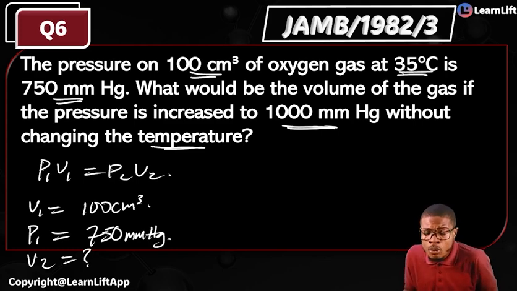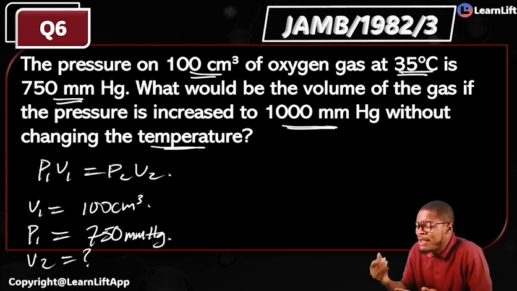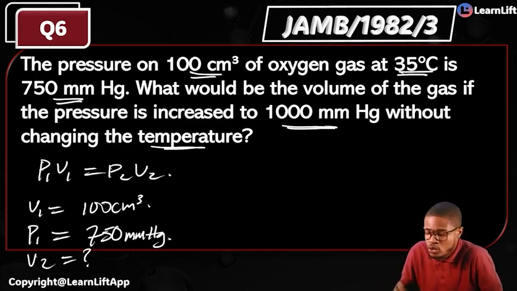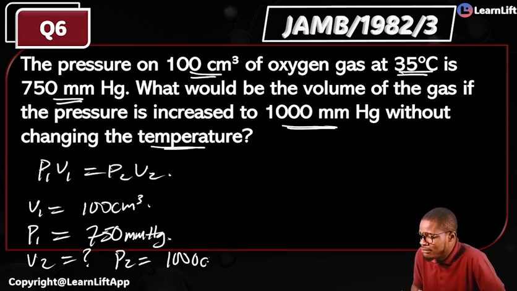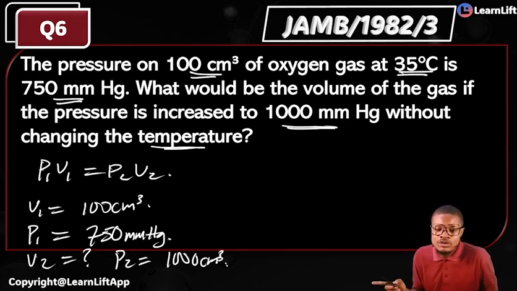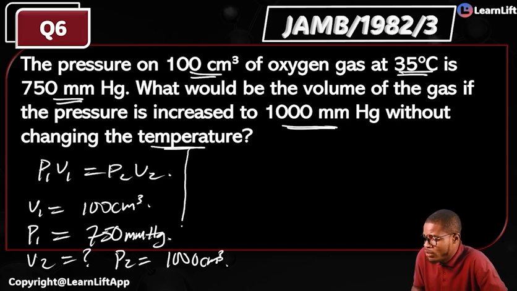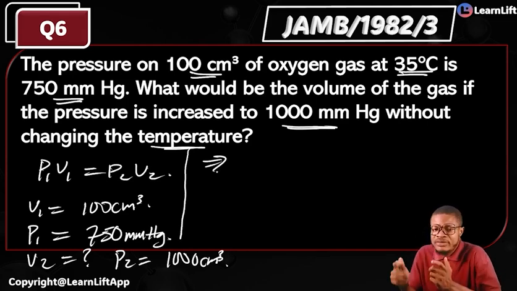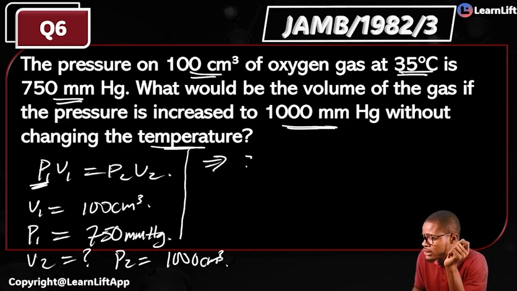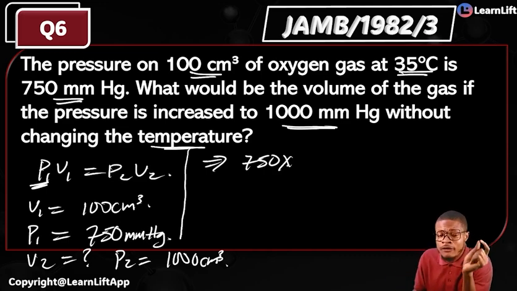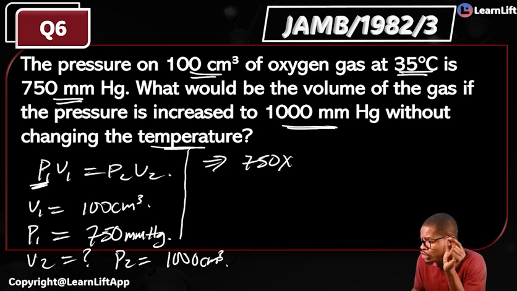We don't know it. What will be the volume of the gas if the pressure is increased to 1000? So the new pressure is your P2. Get for us your V2. That's what the question is saying. So from P1 V1 is equal to P2 V2, put everything in. What's the value of P1? 750, multiplied by V1.